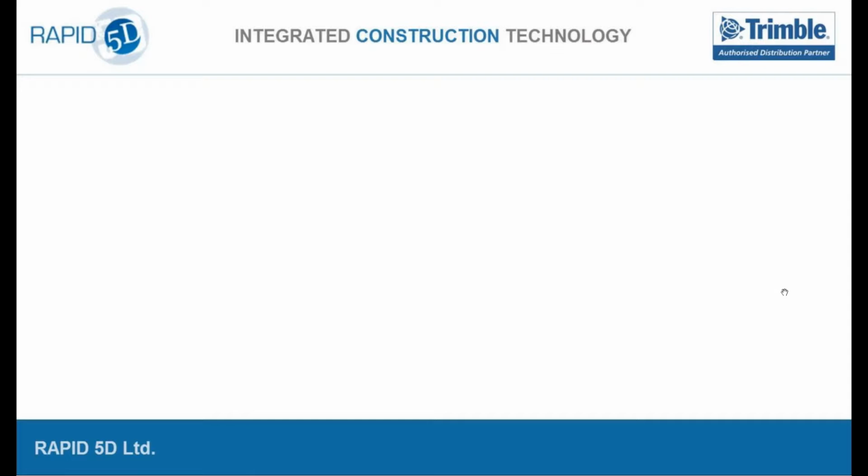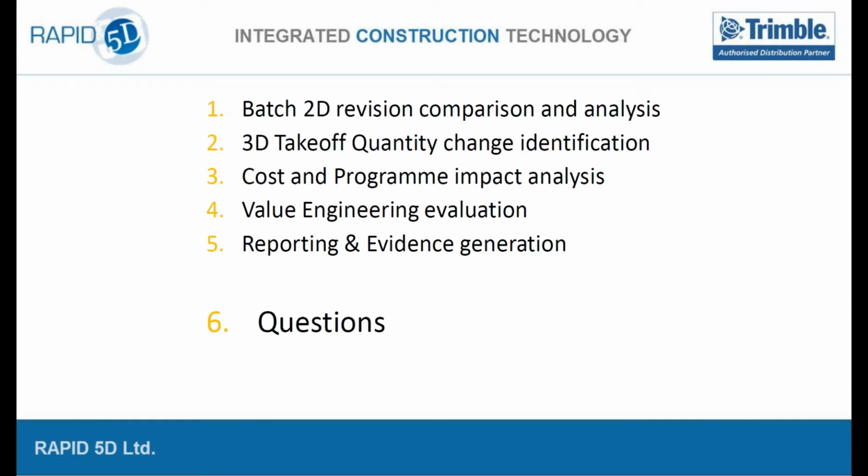So back to my presentation. So just a summary of what we've gone over. We did a batch 2D revision comparison. We then looked at the 3D quantity change identification. So again, the benefit was this project had already been set up with our locations, our program, and all of that, but we can go back and do this on a project that didn't have all that by adding it in. We've got cost and program impact analysis. We looked at that value engineering evaluation, specifically in regards to work packages, but also with resources, and then how we can report all of that data out and perhaps use it as evidence.